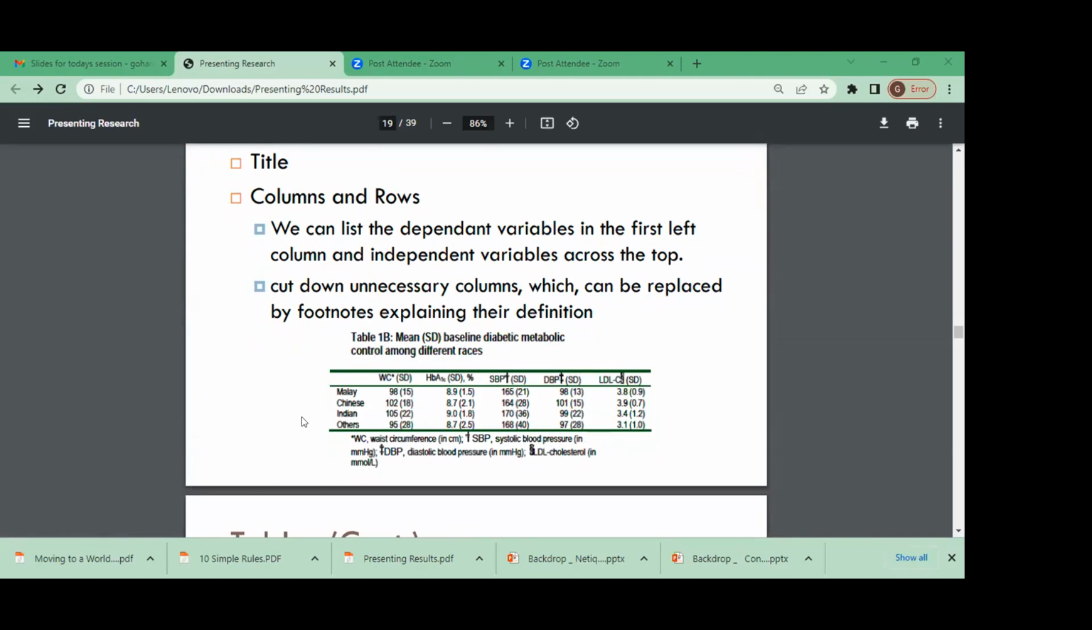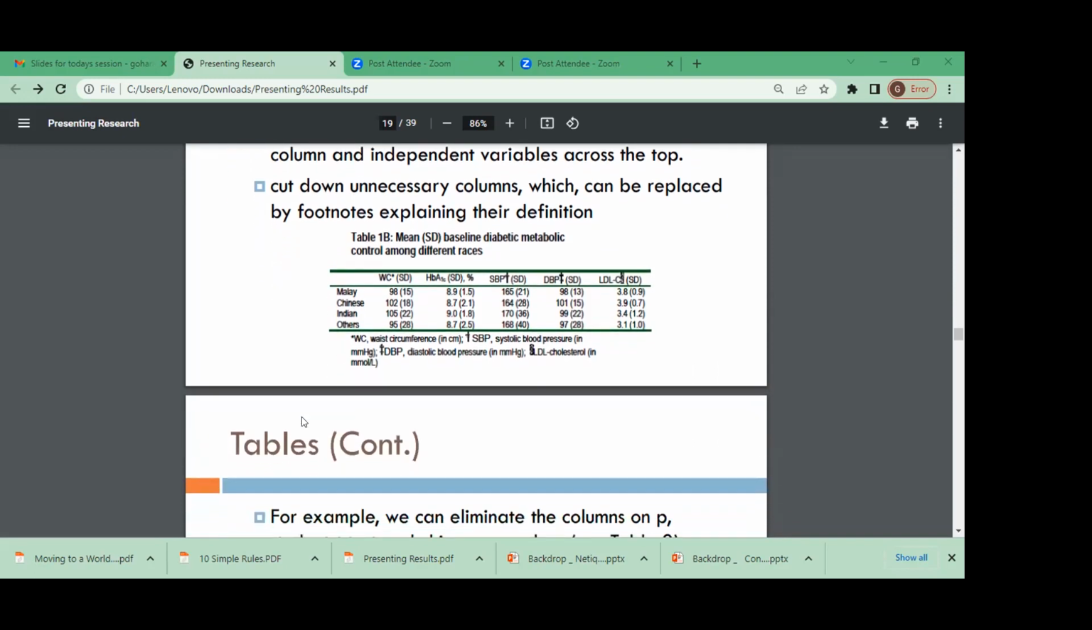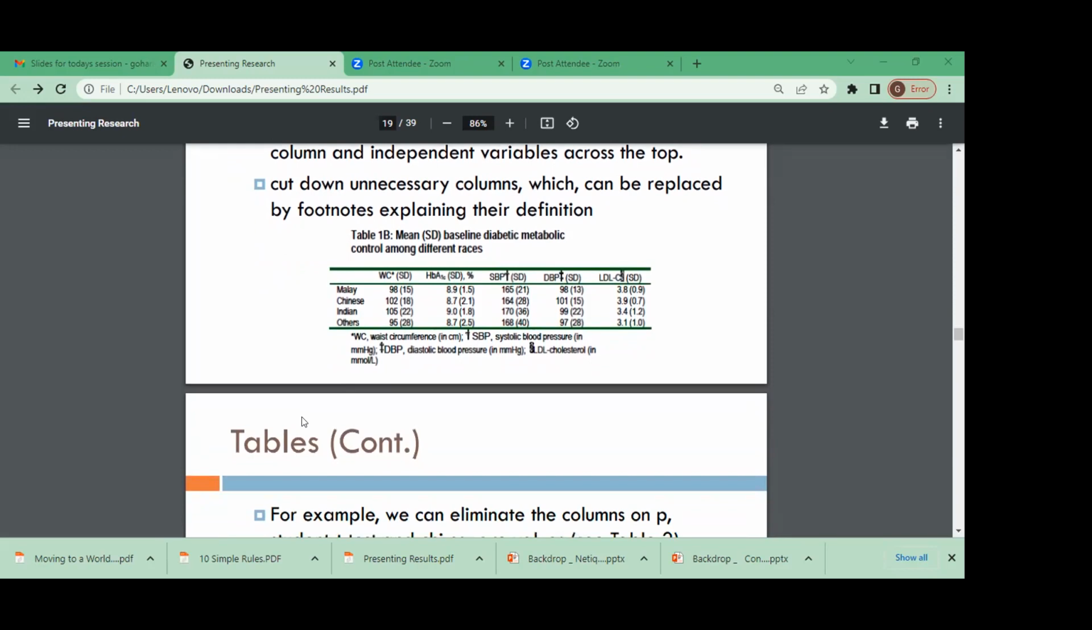Every table should be numbered, and whenever you talk about this table, you always write that number there. And know this, that there are columns and rows in there. So we can list the dependent variables in the first left column and independent variables across the top. Or you can do it otherwise. You can put the dependent variable on the column and all the independent variables on the row side. So you can do that. But you need to make sure that you cut down unnecessary columns, which can be replaced by footnotes explaining their definitions.